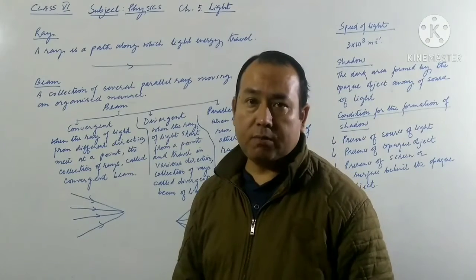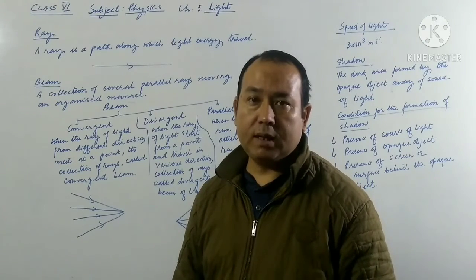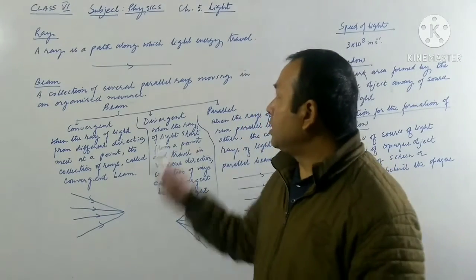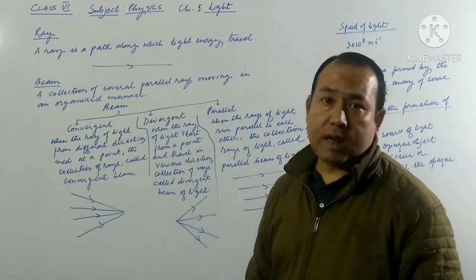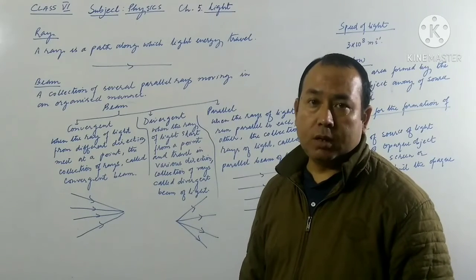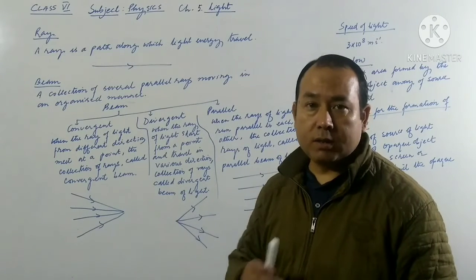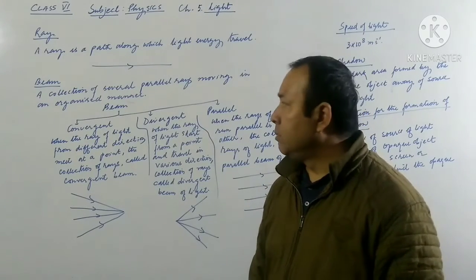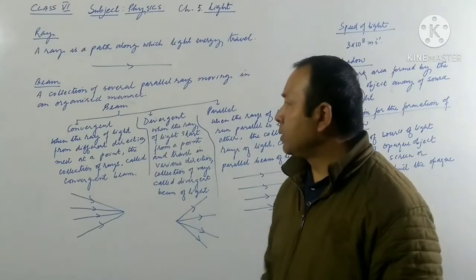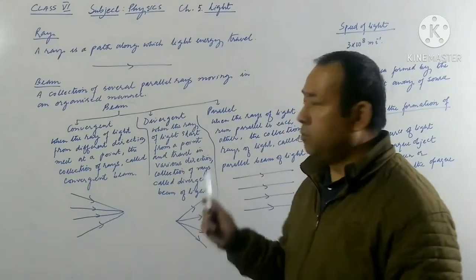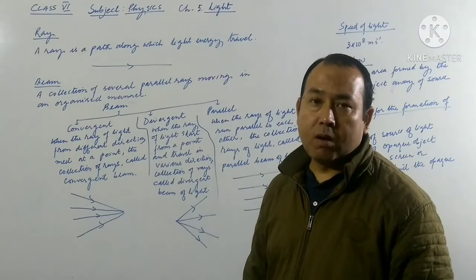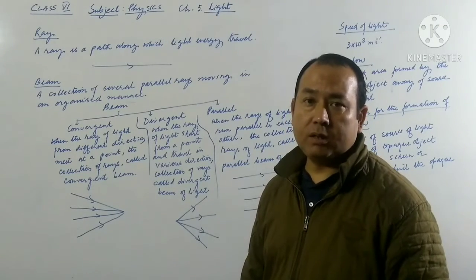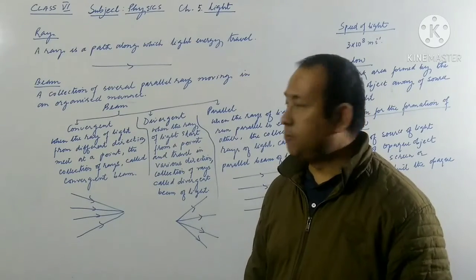So first comes the definition of ray. Now how to define a ray, what exactly is a ray? Here it is mentioned that a ray is a path along which the light energy travels. So a ray is a path along which the light energy always travels. And then comes the beam. A beam is a collection of several parallel rays moving in an organized manner, or we can also say that a beam is a collection of several rays which move in a particular direction.